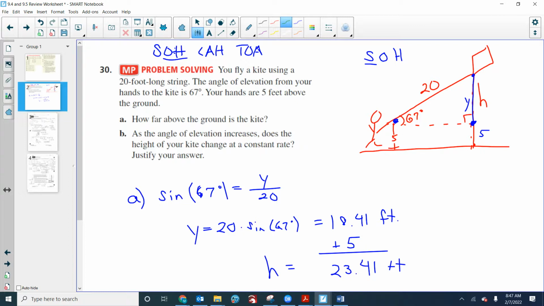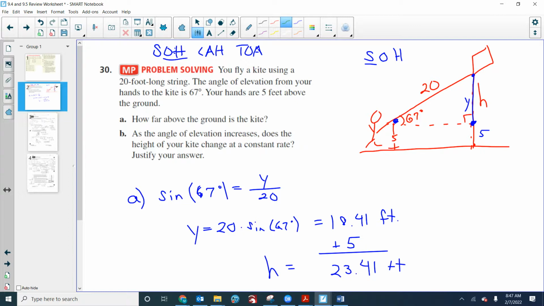Are the angle and this side proportional? I wouldn't expect you to understand this completely. This is kind of a challenging question, which is good for a homework question. As the angle increases, is this side changing proportionally? And the answer is no. The answer is no. And here's a quick explanation.